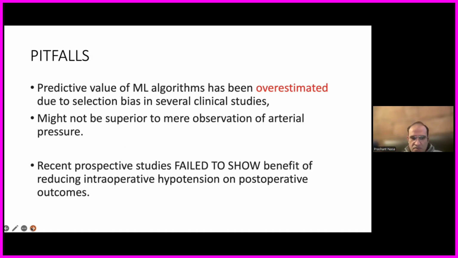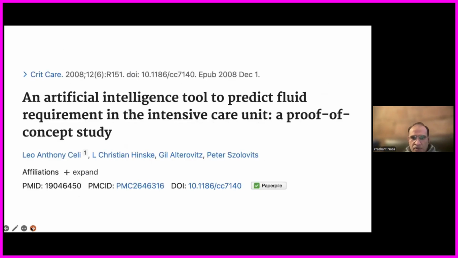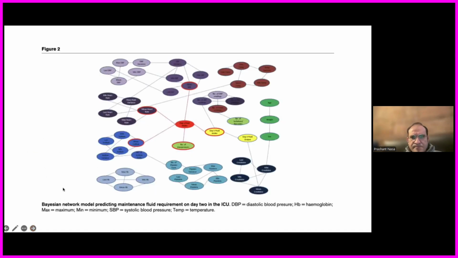There is a lot of research going on, at least in the US, by Professor Khanna and colleagues, looking at this HPI tool, which has primarily been used in perioperative settings to predict hypotension. Now, AI has also been used in the intensive care unit, where we can predict fluid requirement. This study, which was published way back in Critical Care, did not look at the initial resuscitation part, but used the initial resuscitation information to look at maintenance fluid requirement.